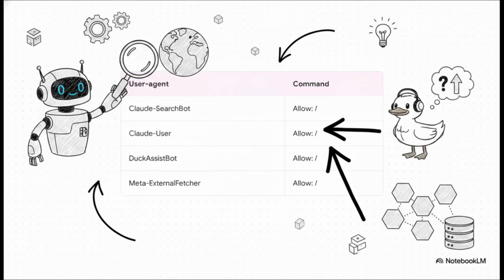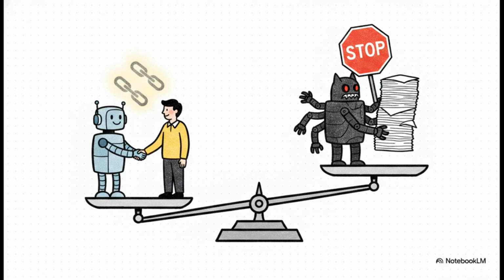Because let's face it, as people shift from typing keywords into a search bar to asking complex questions to AI assistants, these are the bots that will ensure your business or your research is actually included in those answers. This brings us to a vital comparison at the very heart of the geo-friendly philosophy.